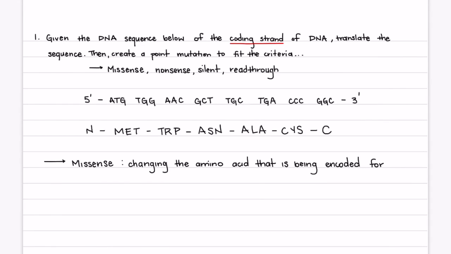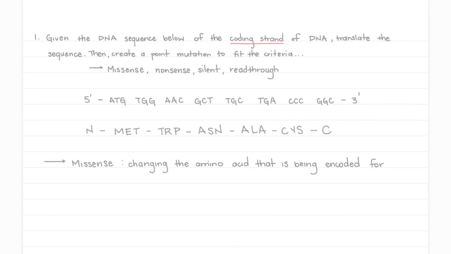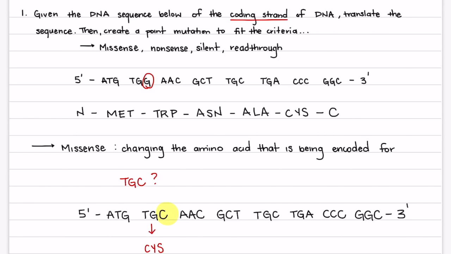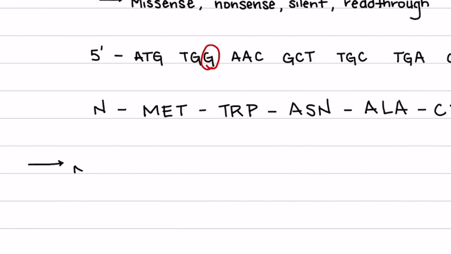So first we're going to talk about a missense mutation. When we have a missense mutation, we're going to change the amino acid that's being encoded for. So if I take and change in the second codon sequence TGG to a TGC, what's going to happen? Well, we're going to get a cysteine in the place of a tryptophan. So let's go ahead and write that all out. Okay, so a missense. That was easy.